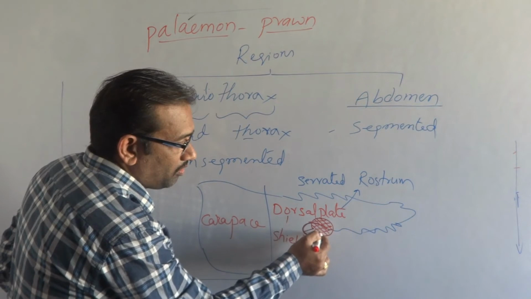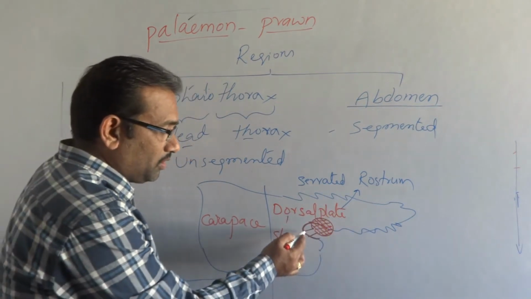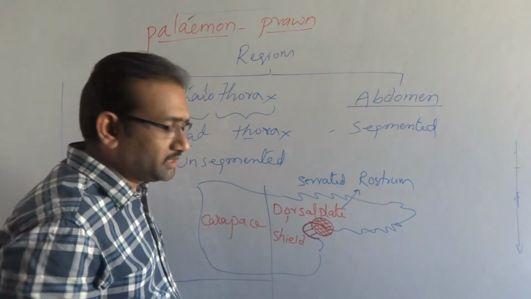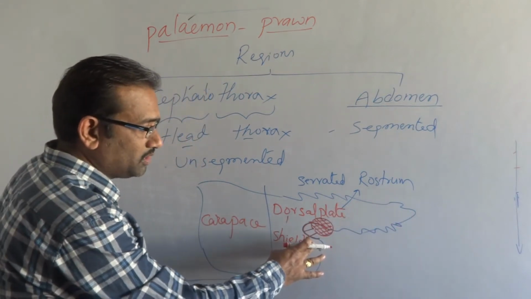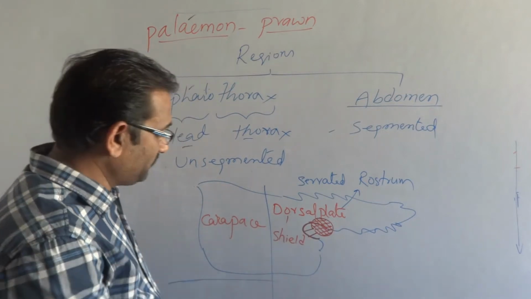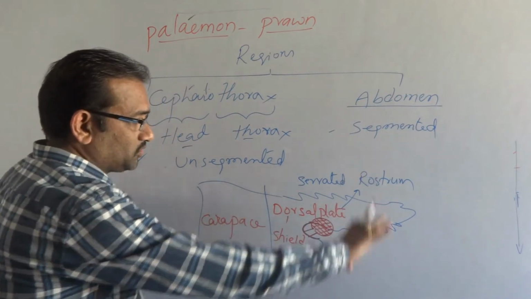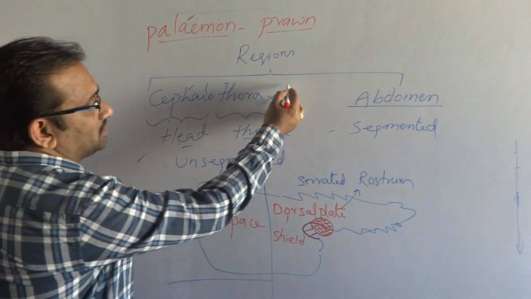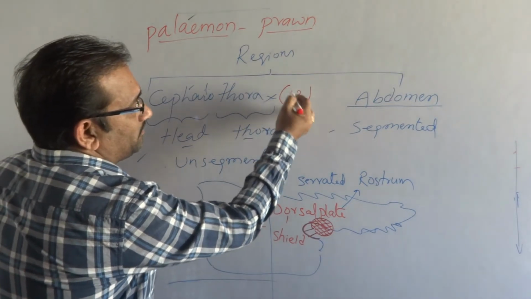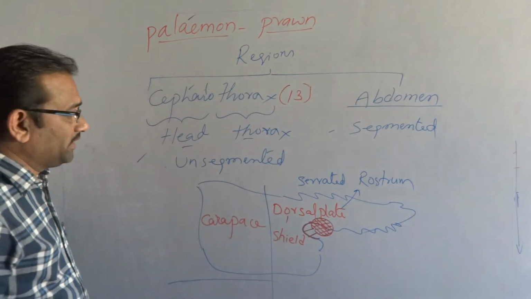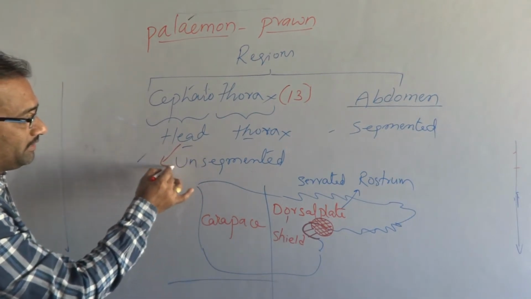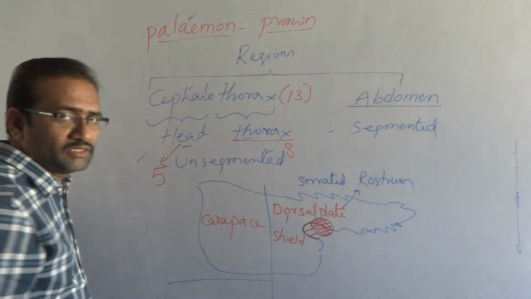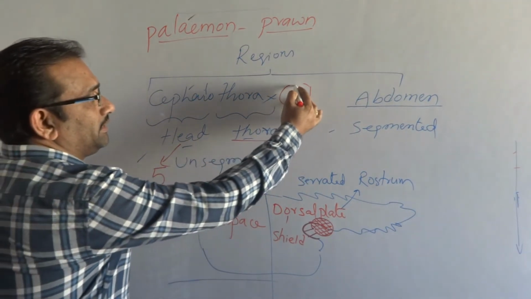So the orbital notch is with a compound eye. A serrated rostrum is present, the anterior part is called dorsal plate or dorsal shield, and the posterior part of the cephalothorax is called carapace. The cephalothorax is 13 segmented: the head bearing 5 segments and the thorax with 8 segments. So totally 5 plus 8, 13 segmented.